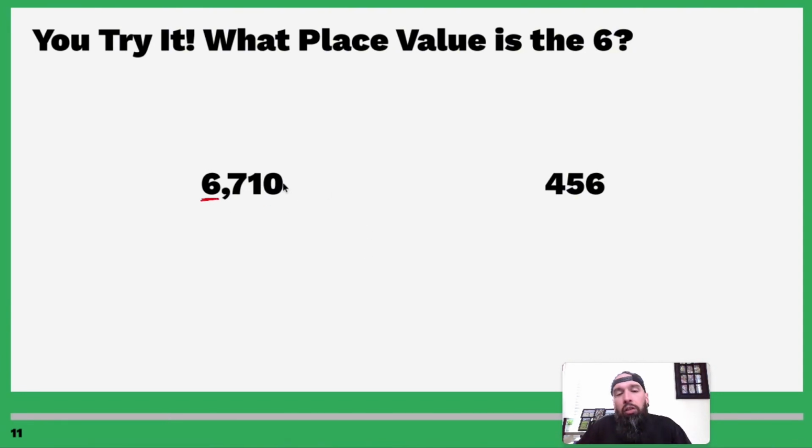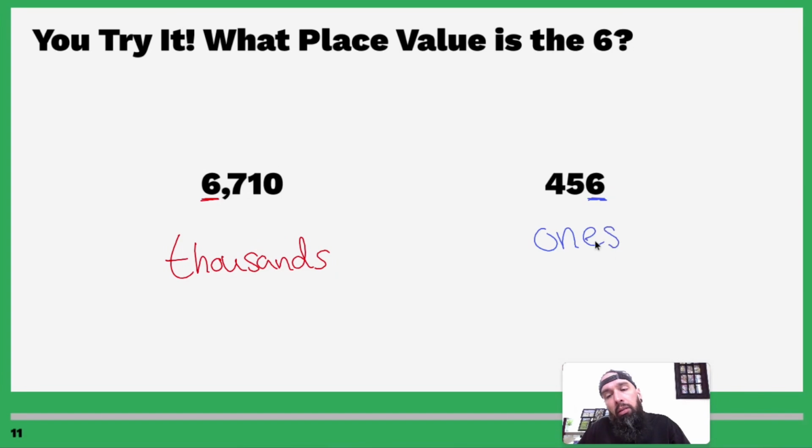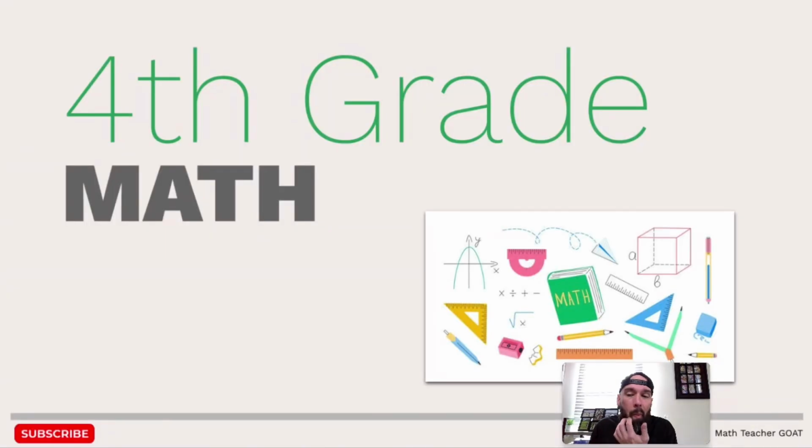There's my 6. So starting from the right, ones, tens, hundreds, thousands. So 6 is in the thousands just like the last one was. Let's look at it again. 6 is right here. 6 is in the ones right away. How nice. 6 is in the ones. All right. So that, my lovely 4th graders, is the beginning of 4th grade math for you.